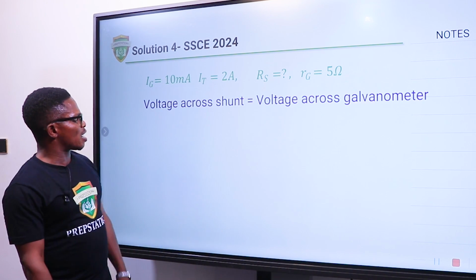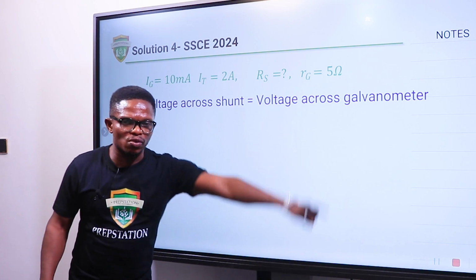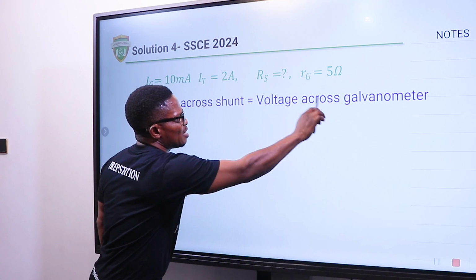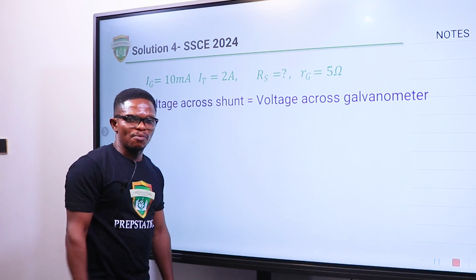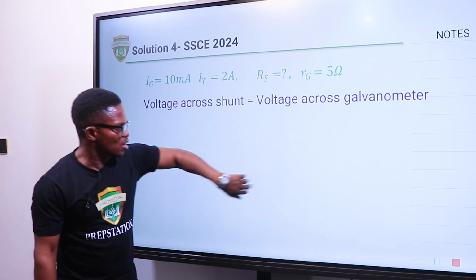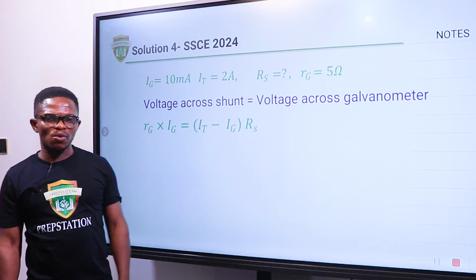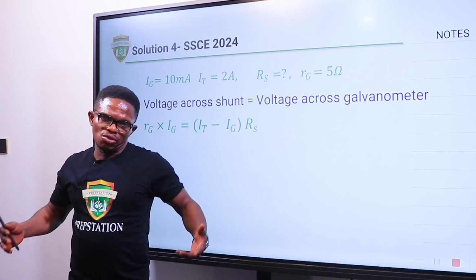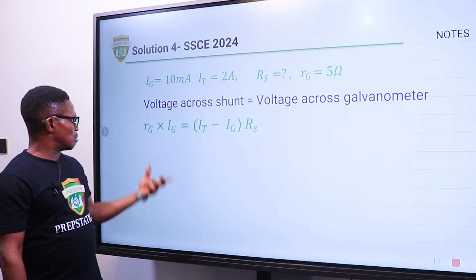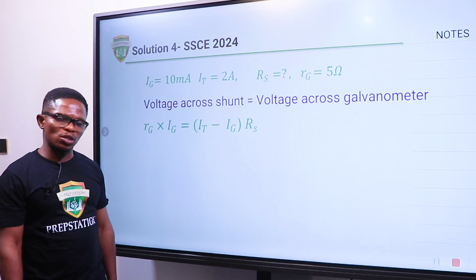Now, voltage across the shunt is equal to voltage across the galvanometer. Why? Because this is a parallel circuit. In a parallel circuit, the voltage is the same while the current is different. So I have to give that reason. This is the simple formula. With this formula, you can find your way out. Remember, we are looking for RS. This is the formula. So what will you do?